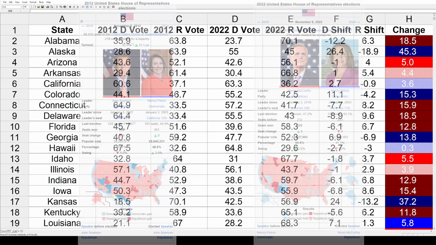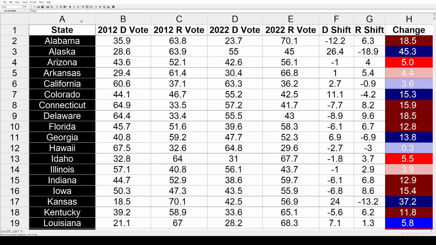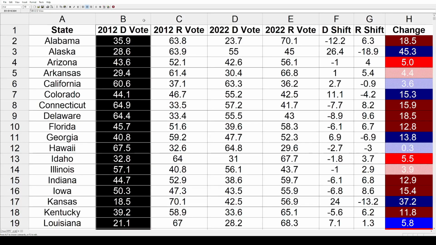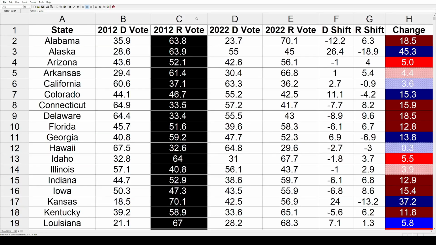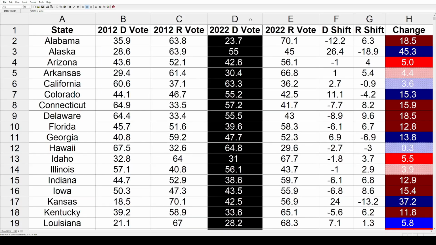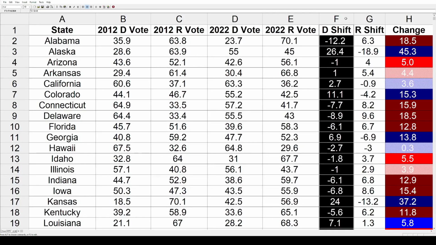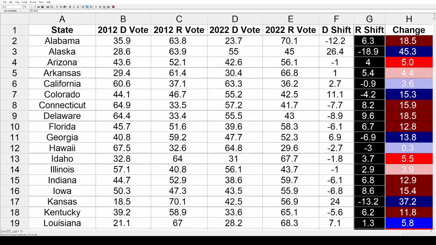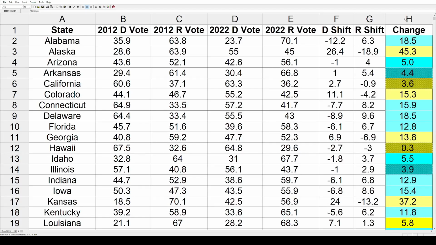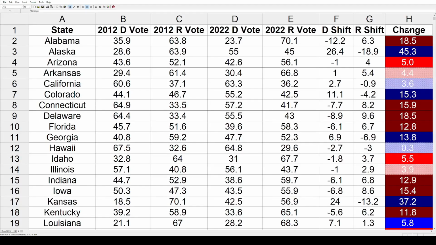Let's get into this. We've got the spreadsheet here. First, we've got the states. Next column, 2012 Democratic vote, followed by the 2012 Republican vote. Then we jump ahead 10 years to the 2022 Democratic vote, the 2022 Republican vote, the Democratic shifts between those two elections, followed by the Republican shifts, and the last column is the net change between the two parties between the two elections. And of course, I have the shading where the darkest colors are 10 or more point shifts, the lightest colors are under 5-point shifts, 3 levels of shading on the sheet.